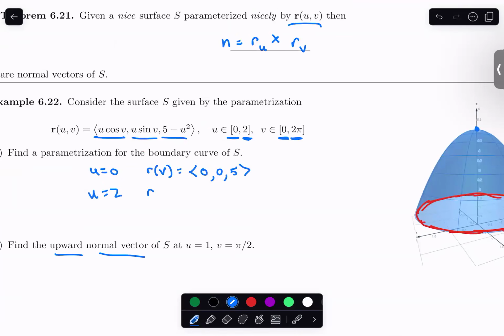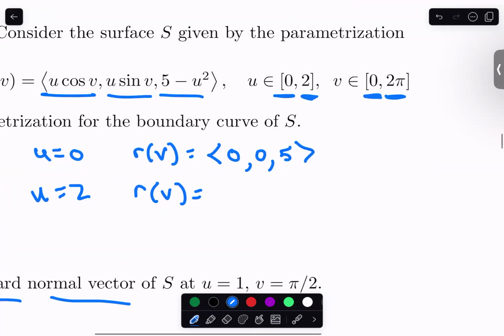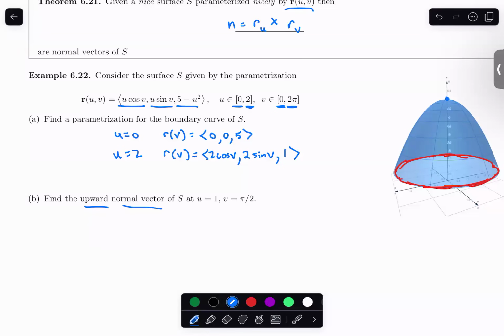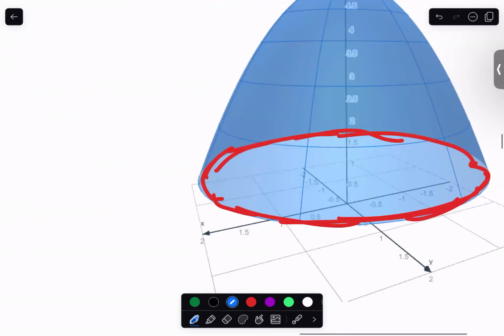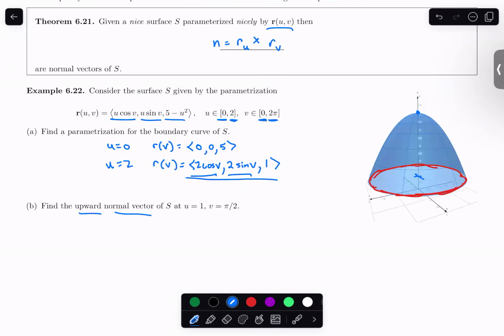In that case, my equation would look like 2 cosine v, 2 sine v, and then 5 minus 4 would be 1. So at a height of 1. Maybe you recognize this from polar. This looks like a circle of radius 2 to me, but it's being lifted up, right? It's at a z value of 1. I'm thinking about r cosine theta, r sine theta, but it's now at a height of 1. And maybe it's a little bit hard to see in this picture, but this is supposed to be at a height of 1 here. So my boundary curve is exactly this.